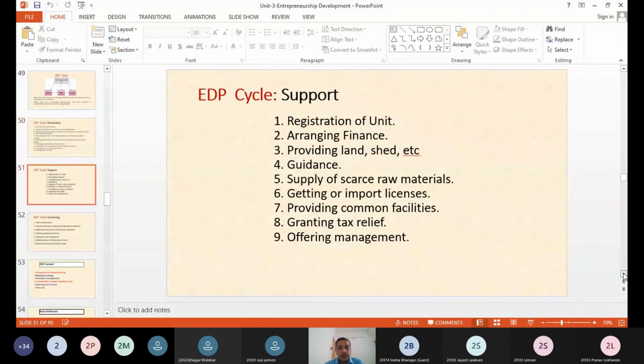The second phase we discussed was support. Once the enterprise is established, support is provided for registration of the unit, arranging finance, providing land and shed, guidance, then supply of raw material. They are made aware of different sources of raw material, getting or importing different licenses, providing common facilities, granting tax reliefs, and offering management.